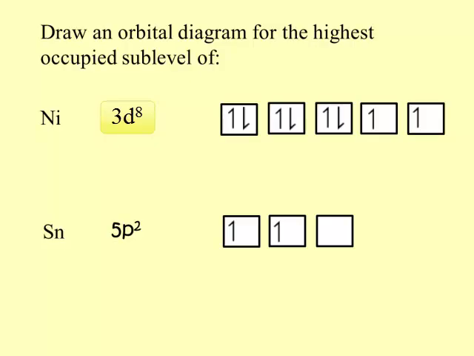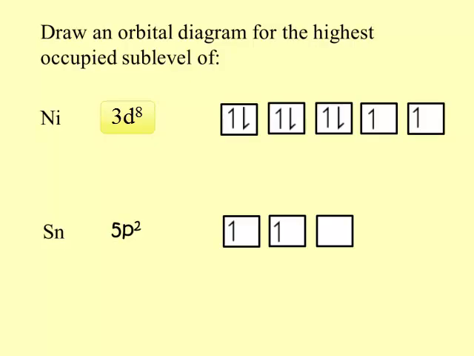A common question that relates to orbital diagrams is how many unpaired electrons in an atom of blank. Your answer is based off of the orbital diagram for the highest occupied sublevel in that atom. How many unpaired electrons do you see in that orbital diagram for nickel? You see 2 in those last 2 boxes. Here you have electrons in a box without a partner. That's an unpaired electron.